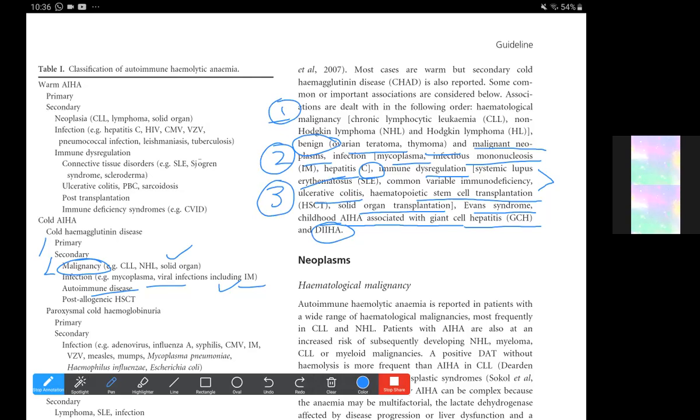And also following transplant, in both hemopoietic stem cell transplant and solid organ transplantation. Then for childhood diseases, we have mostly Evans syndrome and autoimmune hemolytic anemia associated with giant cell hepatitis. And of course, this fifth category of drug induced. So it could be drug induced, childhood associated, and then all these conditions of immune dysregulation, infections, and malignancy.